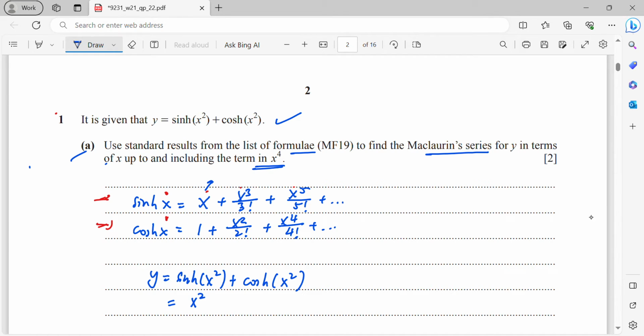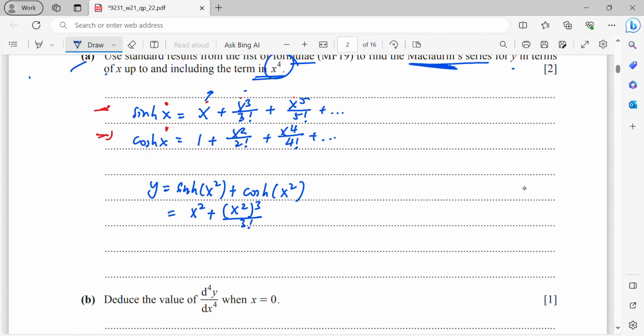So the first term is already x squared, and now the Maclaurin series of y up to x to the power 4 means that I will stop in the next step. So plus x squared cubed over 3 factorial. We can ignore the degree 5 there, because you would be getting a degree which is greater than x to the power 4. So from here, this will be the expression for sin x squared.